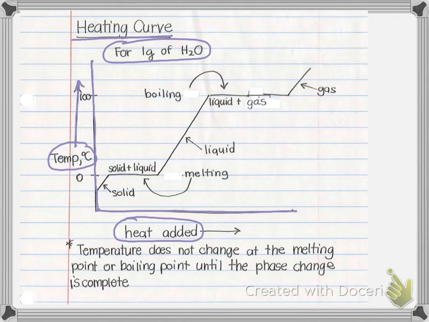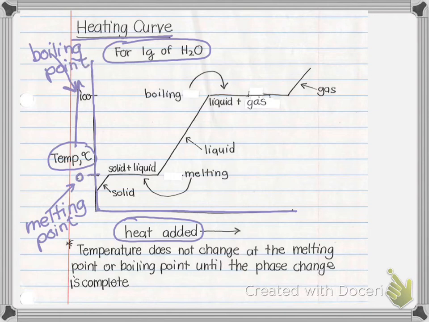Now on a heating curve, there's two important temperatures. This one is the boiling point, because we're doing water, and the 100 degrees is the, sorry, I didn't catch what I was saying. This is the melting point for water, 0 degrees, and 100 is the boiling point. Now those are the two important temperatures, and let me walk through this graph with you.